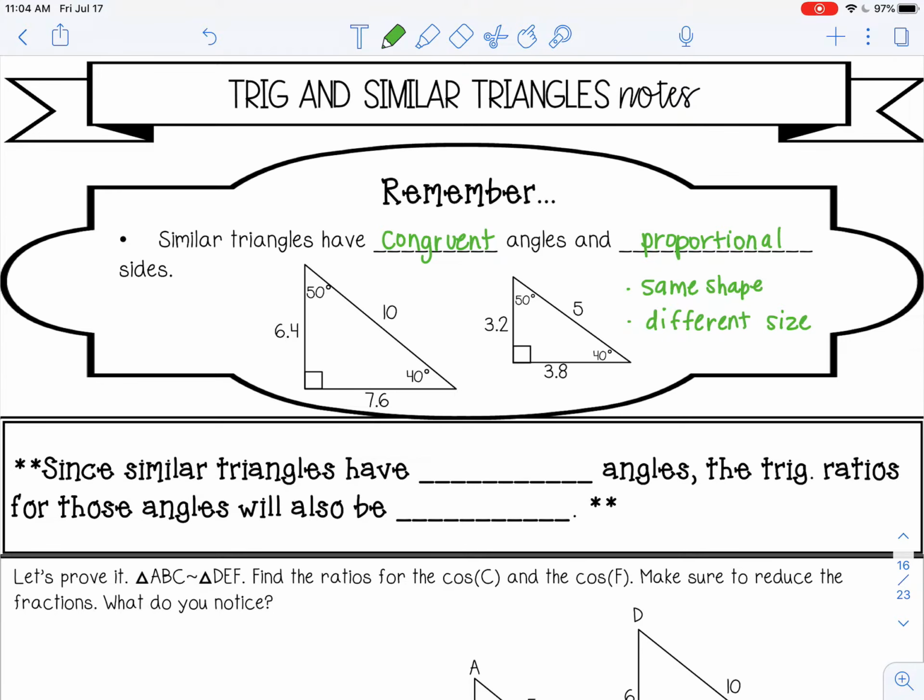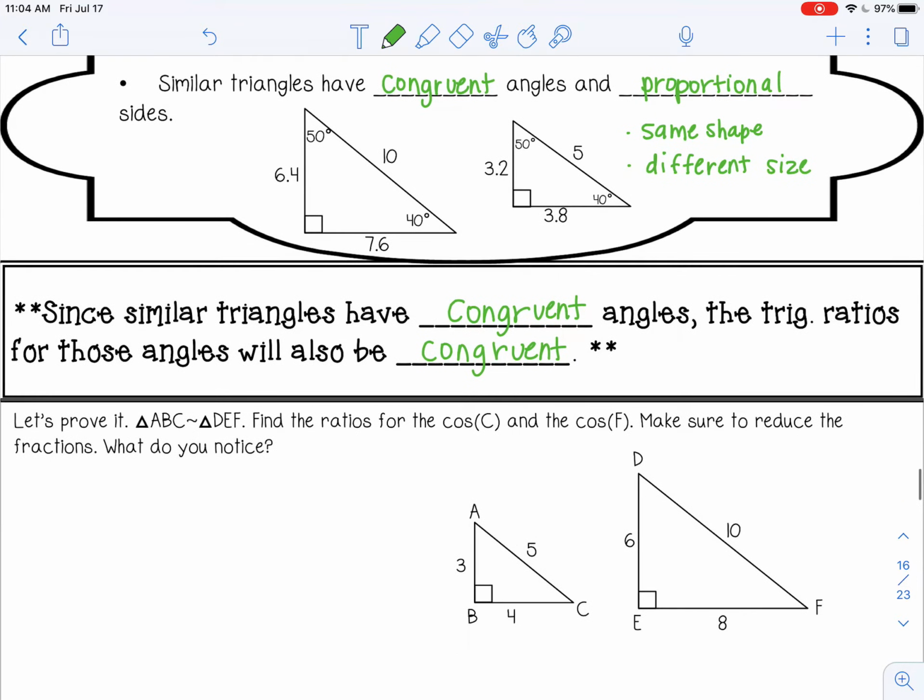So since similar triangles have congruent angles, the trig ratios of those angles will also be congruent or equal. Alright, so let's prove it.